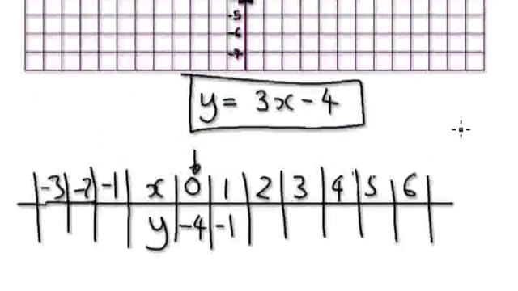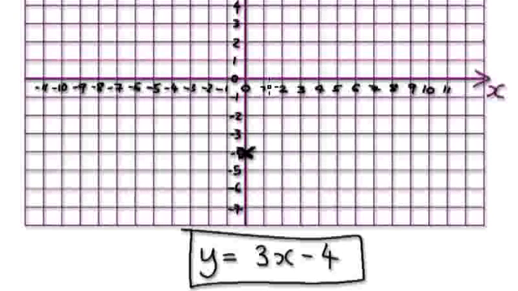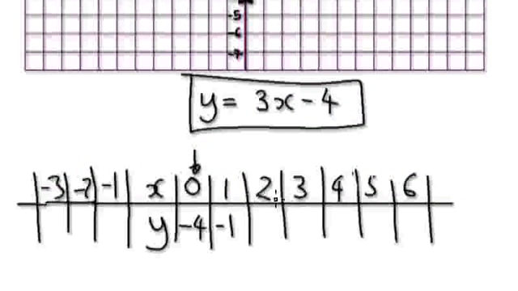Now let's jump to the second point here. The second point, when x is 1, y is -1. So when x is 1, y will be -1. So our second point will be here. Okay. Now let's try and work this out now.